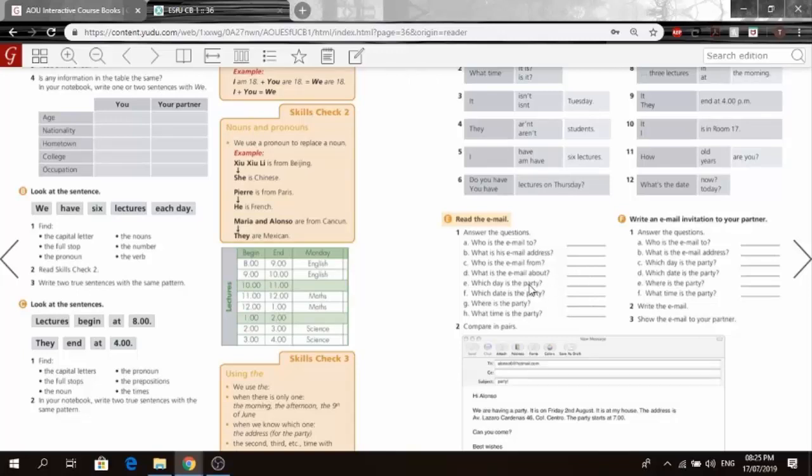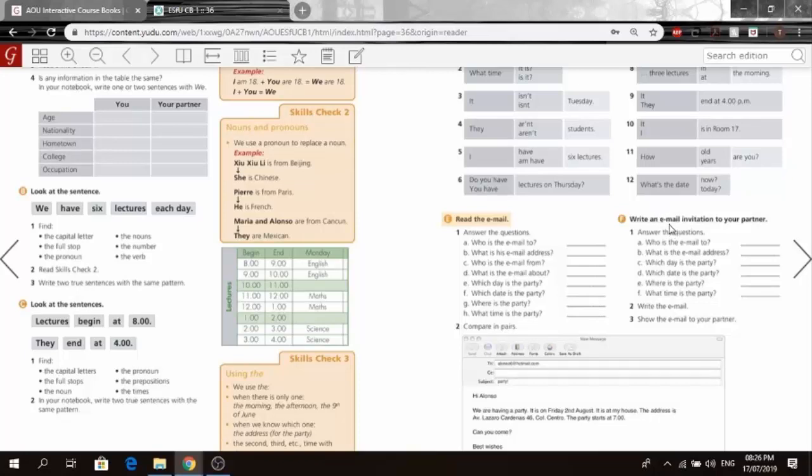Which day is the party? So let's say it's an invitation to a party. So which day is it? Mine will probably be May 1st. Okay? It's just an example, okay? Which date is the party? So write the date down. Okay? Where is the party? You can write an address here. What time is the party? 8 p.m. Whatever you like.